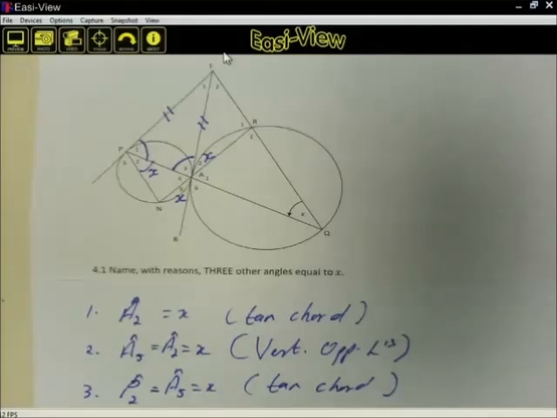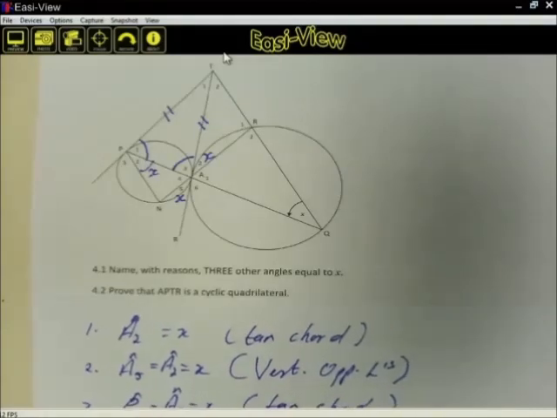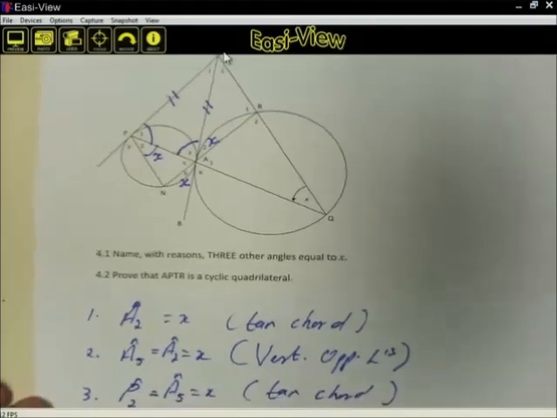Thank you. Did you get them right? It's very much interesting. Let's go to the second part of the question, which states, prove that APTR is a cyclic quad. We have 3 ways of proving a quad to be cyclic.